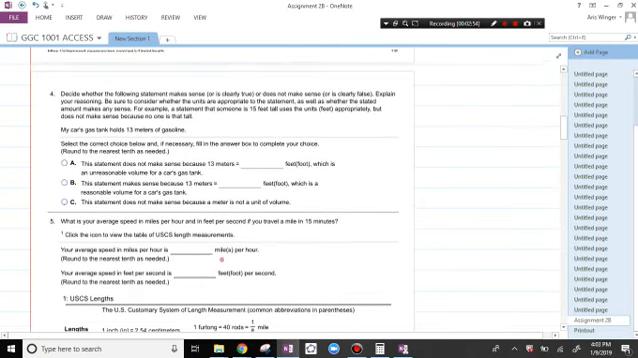My car's gas tank holds 13 meters of gasoline. This makes no sense. This should be something like gallons. Meters is not a way of measuring something that's in volume.